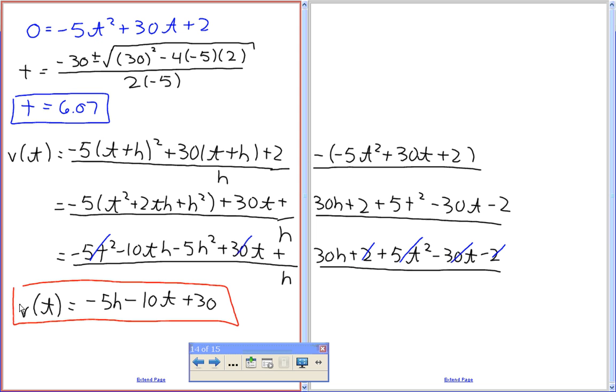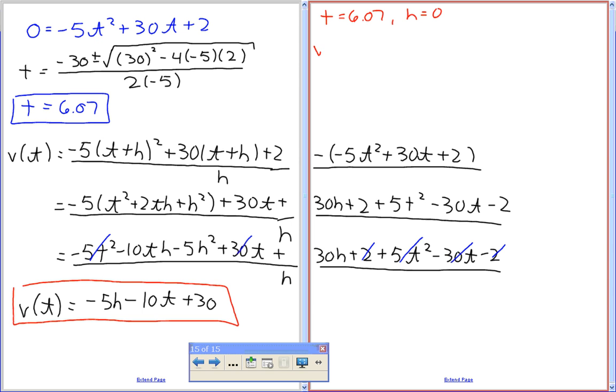Yeah, v of t. So we know in this case, for instantaneous, that t is equal to 6.07, and h is going to be 0. So v of 6.07 should equal negative 5 times 0 minus 10 times 6.07. Okay, that turns out to be, that's good. What does a negative velocity mean? The book is falling.